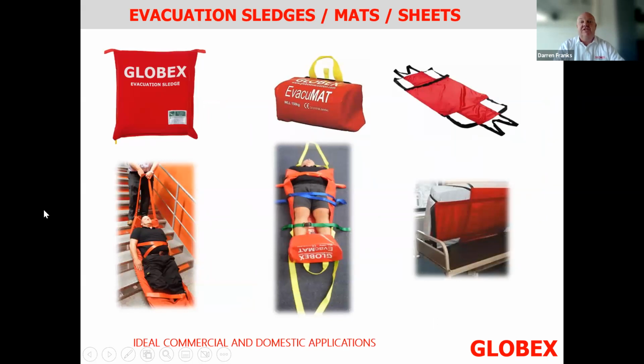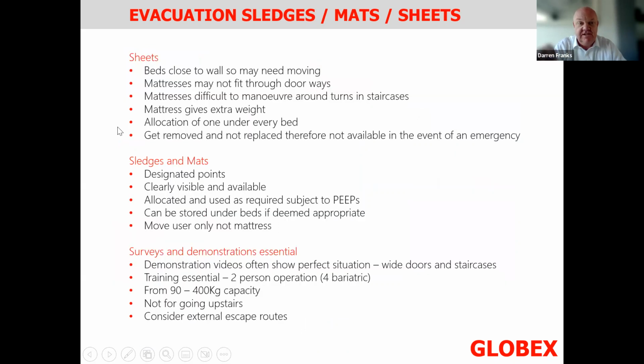Then we come on to evacuation sledges and mats, which are very popular within the care sector, probably the most popular type of products. So here, as we call them, a sledge, and you've got mats, and then you've also got the sheets that go under the mattress. So the sheets, again, great product, but again, there's more training that's needed with some of those. Often we find that beds are very close to walls, so the bed would have to be moved to be able to use the actual facility. Mattresses may not fit through doorways.